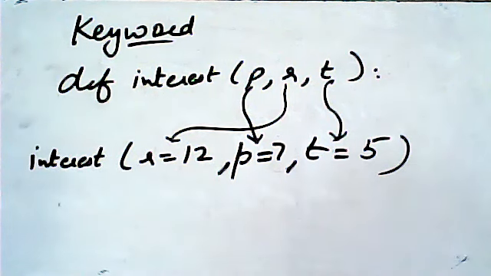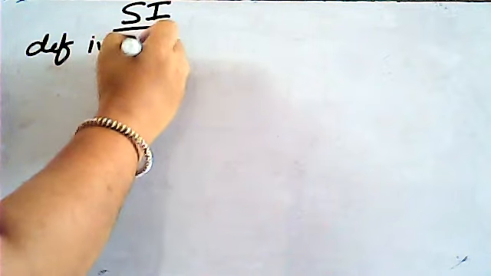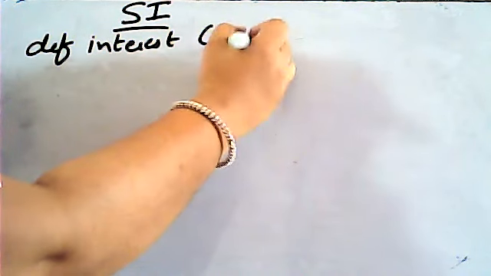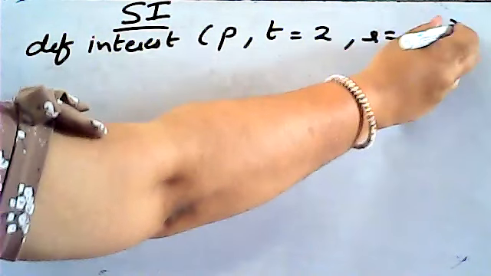Now we will discuss one more program: how we can calculate the simple interest. So this is a program regarding the simple interest. We all know what the simple interest is. So I just do that program. So how we can do it: def interest, P, T is equal to 2, R is equal to 0.10.